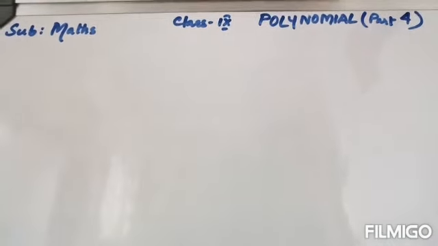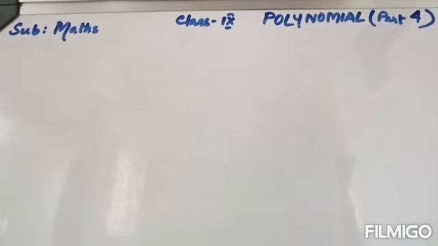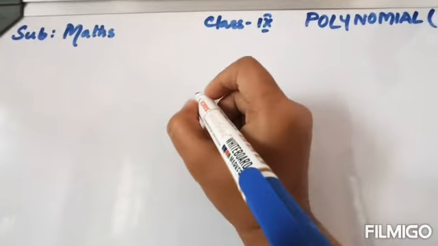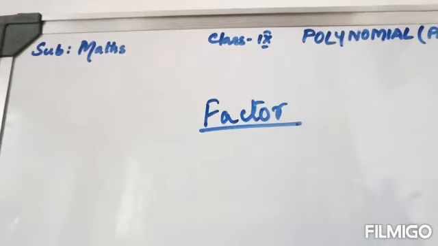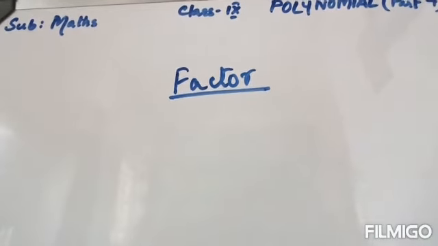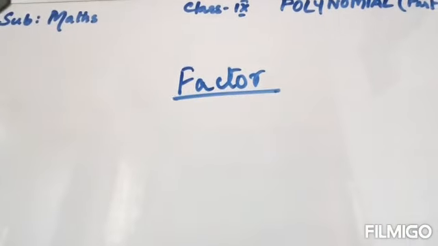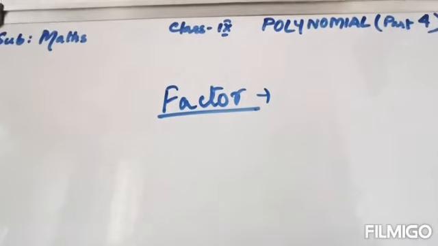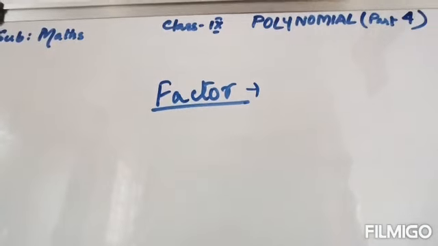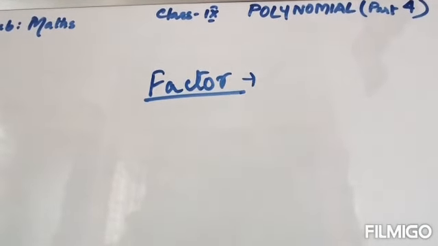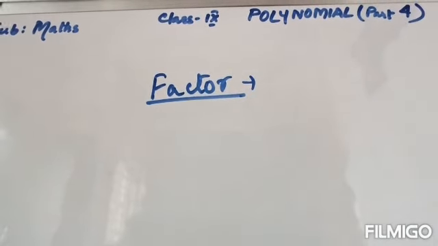Okay, so let's begin. To begin with, what do you understand by the term factor? If I say factor, what comes to your mind? Factor means a certain number which will divide another number without leaving any remainder. That means the remainder will always be 0.